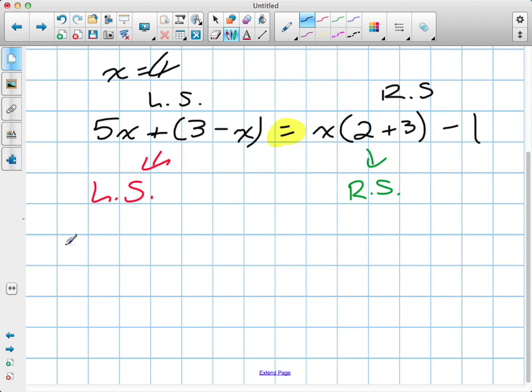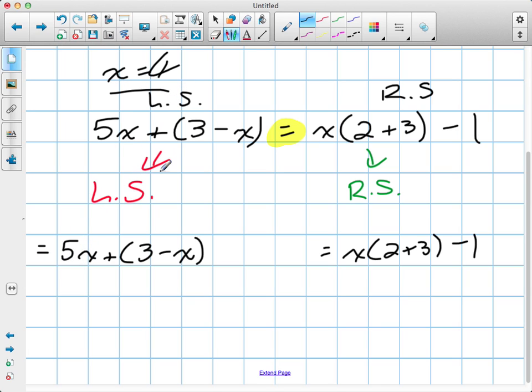Okay? So we'll take this question. Here's our left side of the equation. We have 5x plus 3 minus x. And our right side of the equation reads x multiplied by 2 plus 3 minus 1. Now, they also told us that x was equal to 4. So we're going to substitute the number 4 in for x in both of these equations.